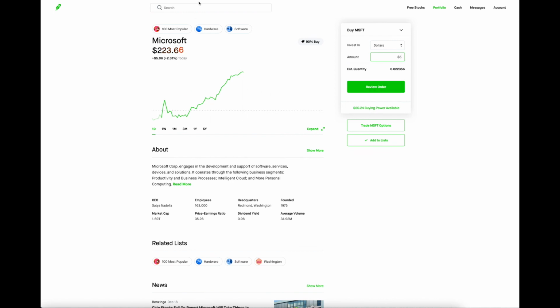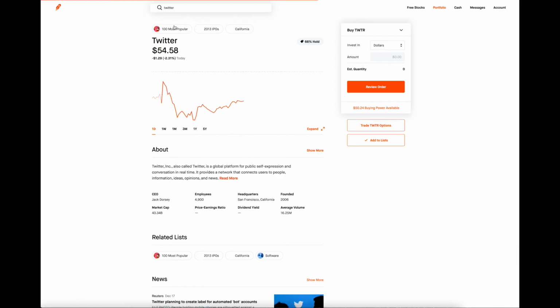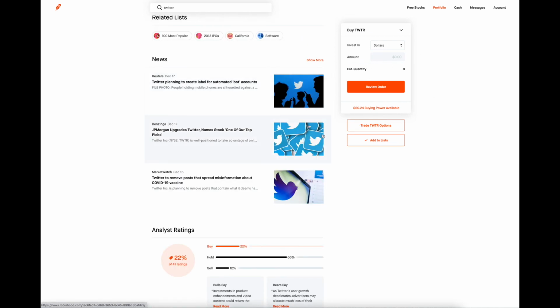Now, if you wanted to search by ticker symbol or company name, you can also do that in the search bar. So I just want to show you that real quickly. You can take a look, and Twitter is up here, and you just select that and it brings you right to the Twitter page. Again, same thing. You can transact here on the right, and all the information you need is down below.